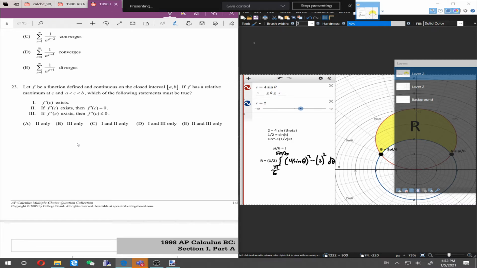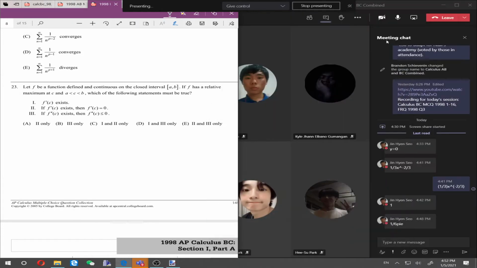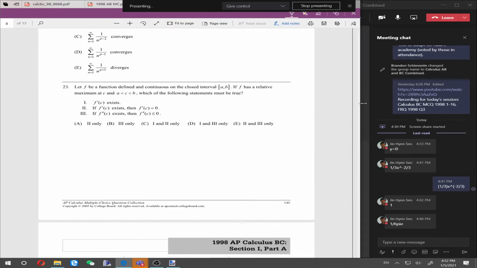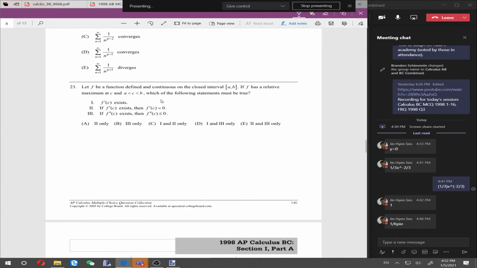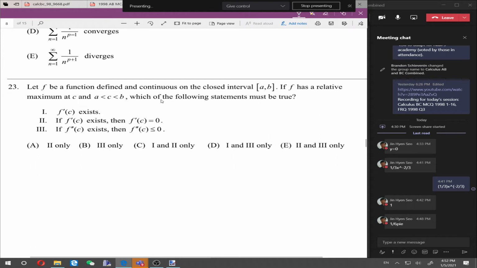We have a function that's defined and continuous on a closed interval from a to b. If our function f has a relative maximum at c, which is at some point inside of our interval, then I want to know which of the following statements must be true. Andrew, I believe we're over to you. So let's just go through each statement and you can tell me if it must be true. So starting with number 1, our derivative must exist. Is that true or false?